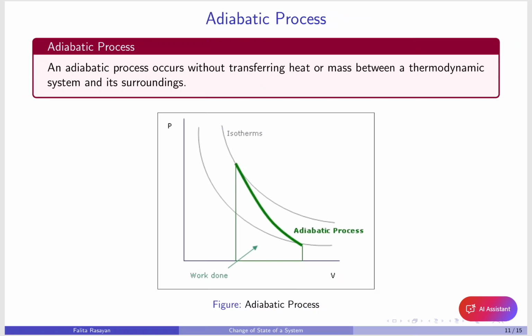And if we consider the curve, we will see that comparing to a PV curve of an isothermal, the adiabatic curve is a bit steeper. The adiabatic PV curve is a bit steeper than the isothermal curve. And we will see why in later lectures.